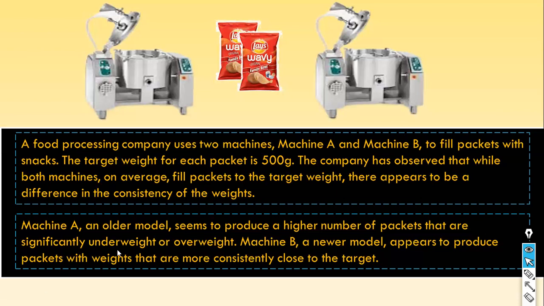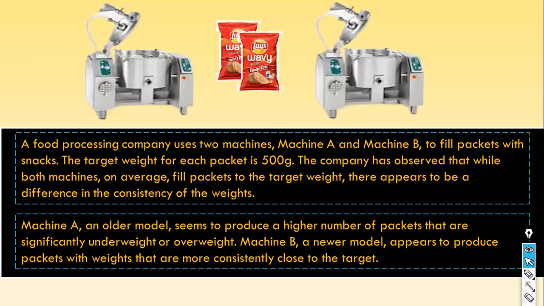In this case, the problem posed by the manufacturing company is that machine A is an older model. It seems to produce a high number of packets that are significantly underweight or overweight. Sometimes this machine fills some packets with more volume, and in some packets it fills less volume. Let's assume that some packets it fills 600 grams, some packets it fills 400 grams only.